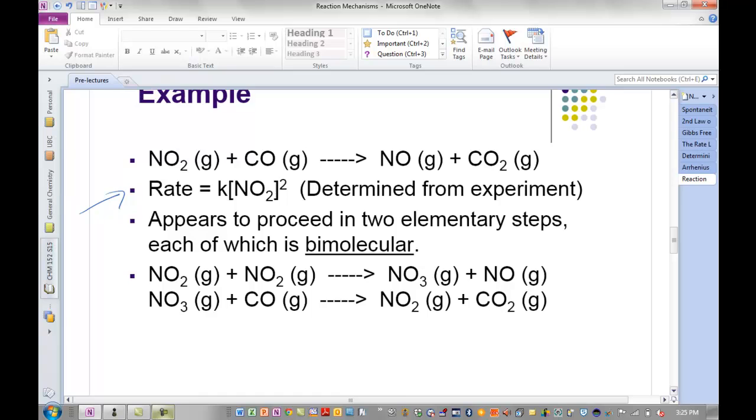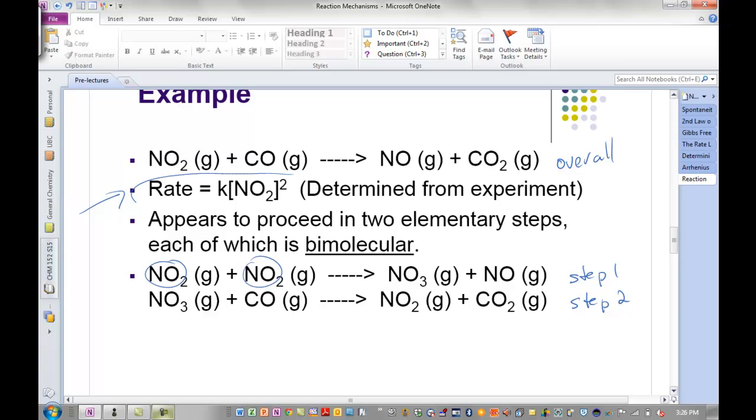Now, here's a proposed mechanism. It appears to occur in two elementary steps, step 1 and step 2. Okay? Each of which is bimolecular. Now that term bimolecular means each reaction has two reactants. Okay? If there's only one reactant, we would call it unimolecular. If there are three reactants, we'd call it termolecular. I think you have a homework problem that focuses on that. So here is the overall reaction.